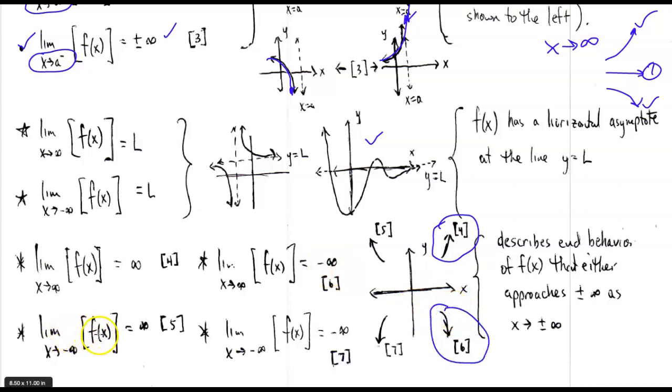And of course, the limit of the function as x approaches negative infinity where we get positive infinity looks like this. And then lastly, if we take the limit of the function as x approaches negative infinity and we get negative infinity, the graph's going to look like that. And that's just for that piece of the graph.